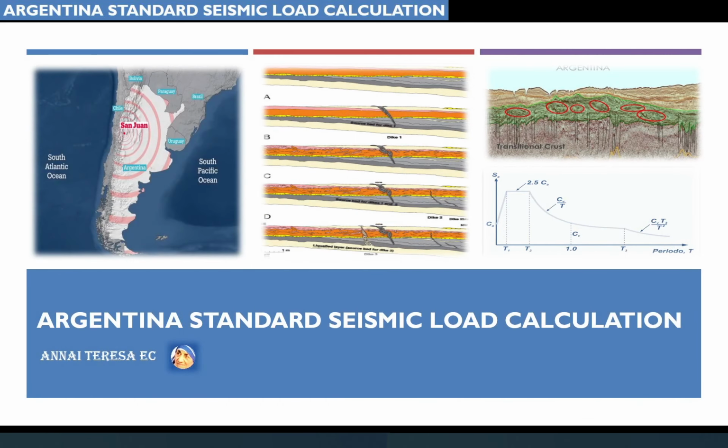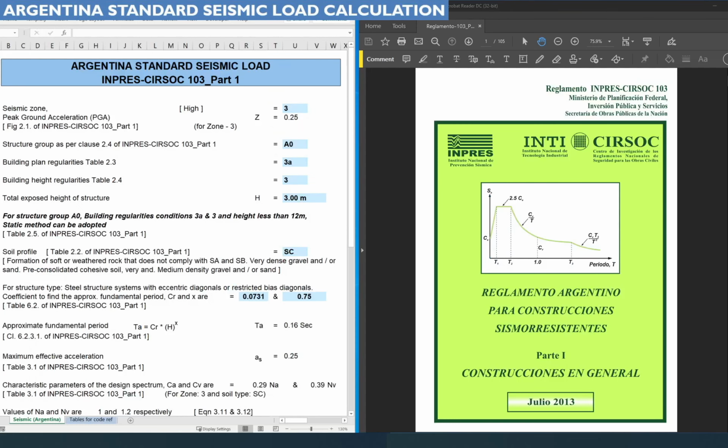In this video, I am going to explain how to calculate the seismic load based upon the Argentina standard. On the right-hand side, you can see the standard code INPRES-CIRSOC 103, which is the regulation of Argentina for construction of seismic structures. This is part one, in which we calculate the seismic load based upon the Argentina standard.